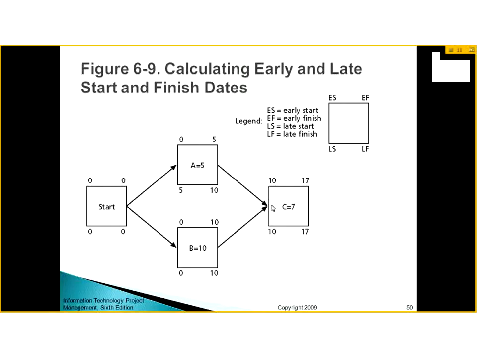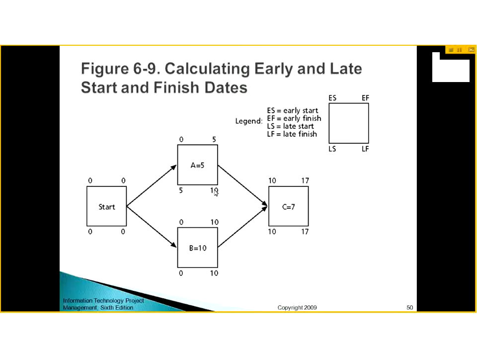Now, activity C. You see here that this activity is finished after 5 days, and this activity will finish after 10 days. But C cannot be started until both of them are finished. So the earliest start for C is 10 days, and the earliest finish for C is 10 plus 7, 17 days. Now let's see the latest finish. The latest finish date for C is 17, and the latest start is 17 minus 7, it's 10.